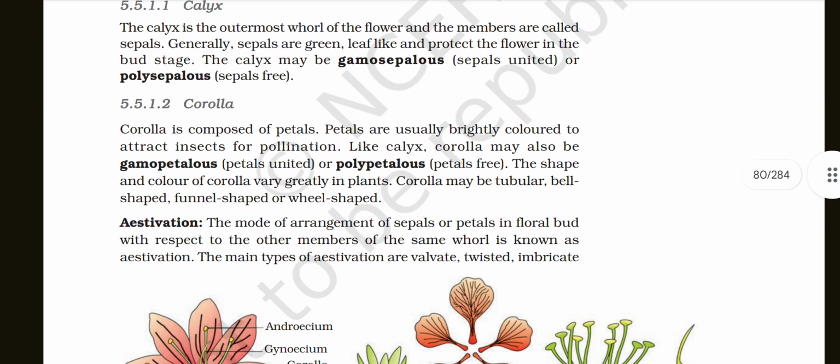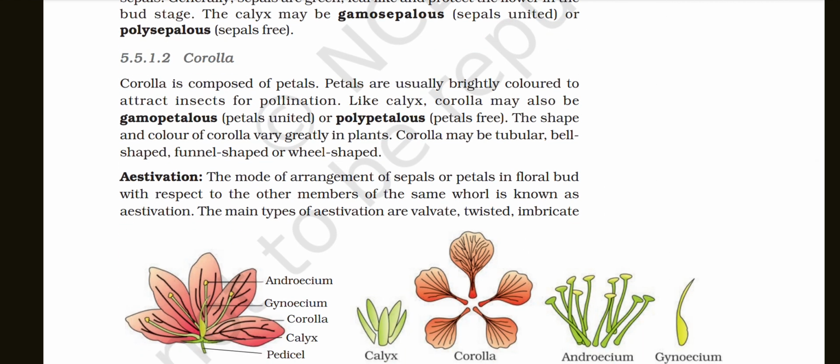Corolla. Corolla is composed of petals. Petals are usually brightly colored to attract insects for pollination. Like calyx, corolla may also be gamopetalous, petals united, or polypetalous, petals free. The shape and color of the corolla vary greatly in plants. Corolla may be tubular, bell shaped, funnel shaped, or wheel shaped.